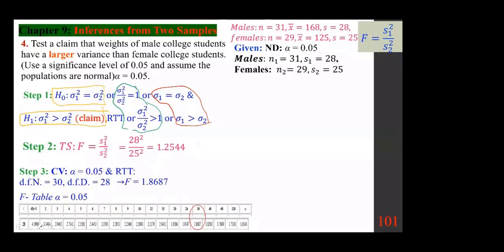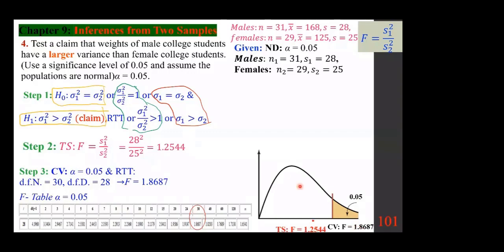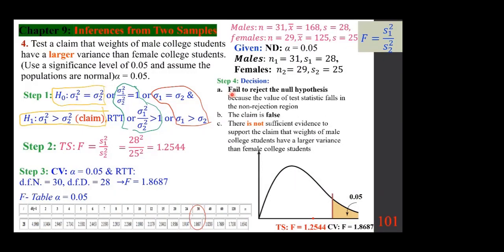1.8687. Let's do the drawing to make a decision. Alpha of 0.05, critical value of 1.8687. Let's put the test statistic in there, and it's way into the non-rejection region. So fail to reject the null hypothesis. So let's stick with the first one. Don't reject the null hypothesis.